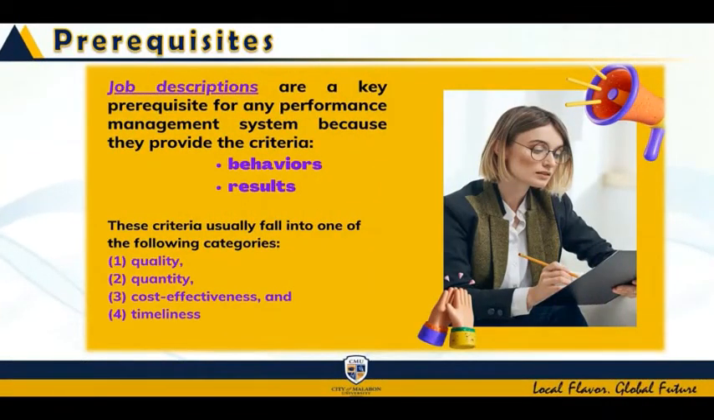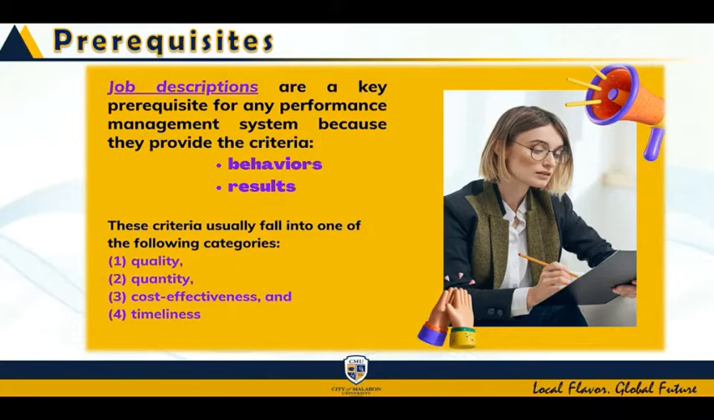Another thing is the job description. Job descriptions are key prerequisites for any performance management system because they provide the criteria. Criteria means we have the yardstick that will be used in measuring performance. Such criteria may concern behaviors, for example, how a certain employee performs, or results, or what outcomes should result from the performance. This criteria usually falls into one of the following categories.